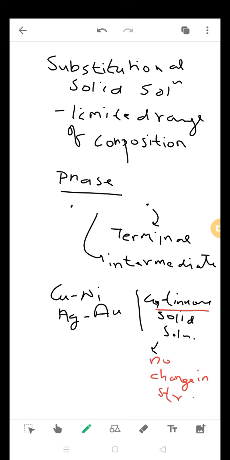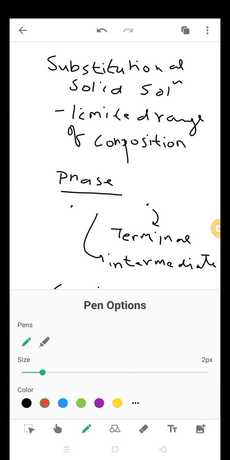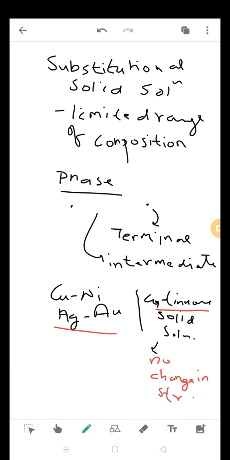Now, to be able to show this sort of property, there are a few requirements. First of all, the very first requirement is they should have the same structure, at least similar structure, and the radii difference or delta R should not be more than 15%. So in this case only, a binary system may exhibit a continuous solid solution.